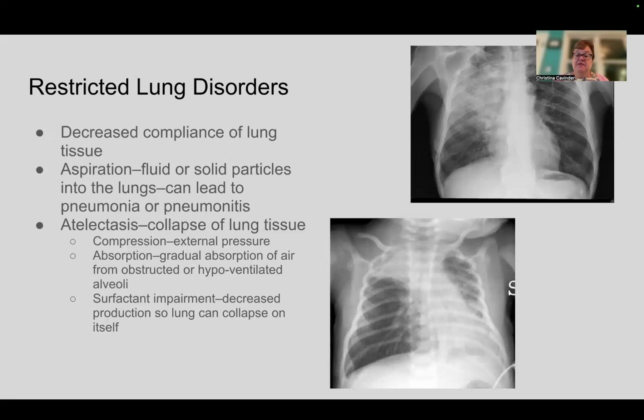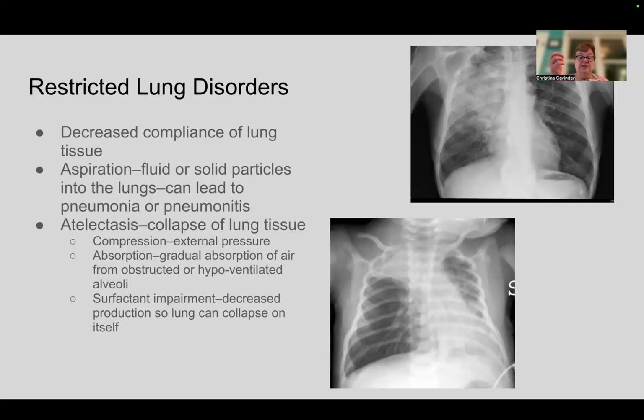Atelectasis is collapse of lung tissue, and so sometimes atelectasis and pneumonia look the same on an x-ray. Sometimes, especially that right upper lobe again, is probably the first place to collapse. This can be caused by compression, so some kind of external pressure, so maybe a tumor, enlarged heart, something like that. Absorption, so a gradual absorption of air because of obstruction or hypoventilated alveoli.